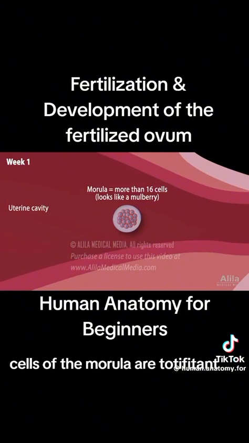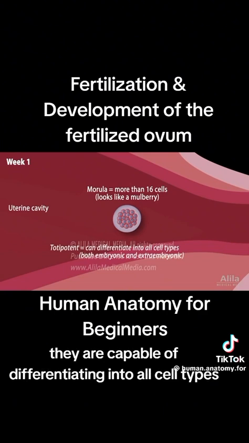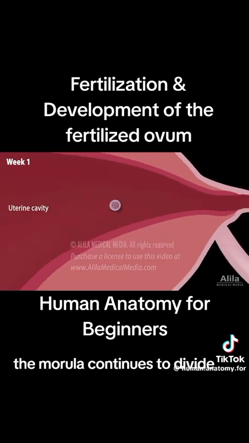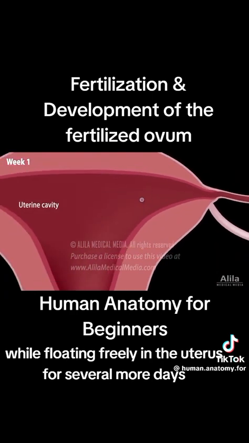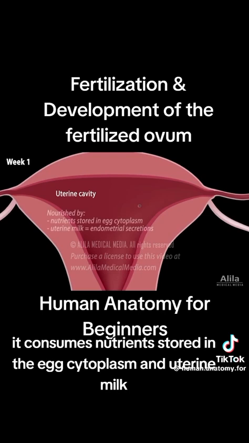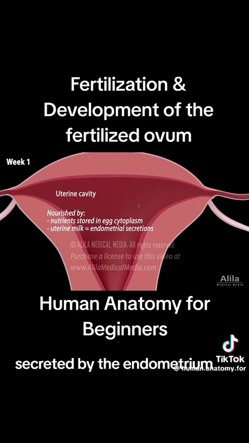Cells of the morula are totipotent. They are capable of differentiating into all cell types, both embryonic and extraembryonic. The morula continues to divide while floating freely in the uterus for several more days. During this time, it consumes nutrients stored in the egg cytoplasm and uterine milk secreted by the endometrium.